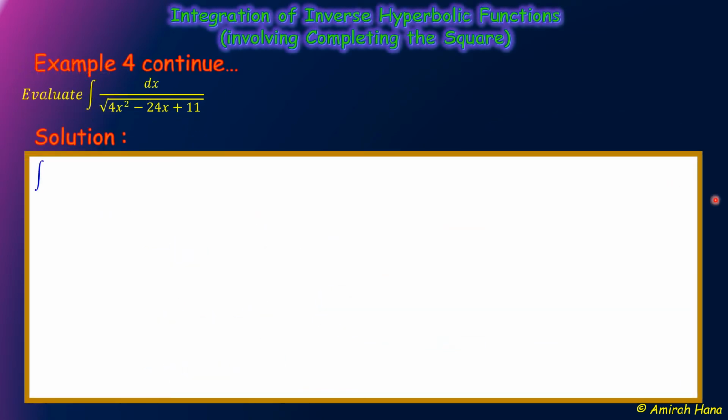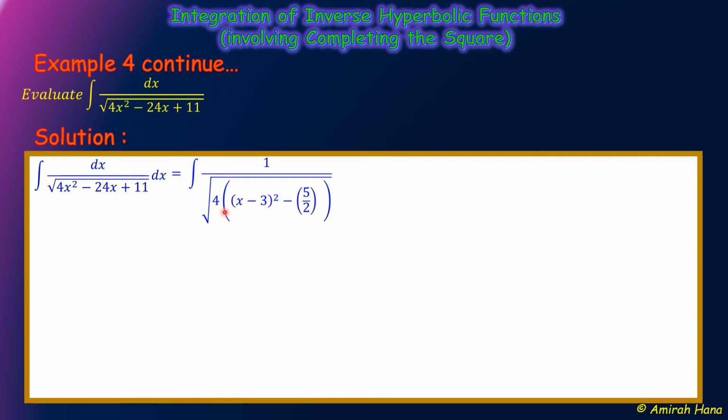The next step, we need to write the quadratic function inside the square root symbol in terms of 4 bracket x minus 3 squared minus 5 over 2 bracket squared. This comes from computing the square, which is equivalent to 4x squared minus 24x plus 11.